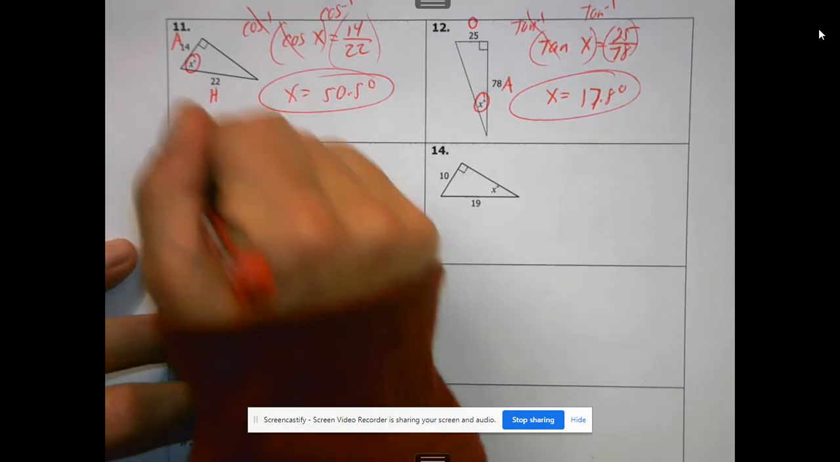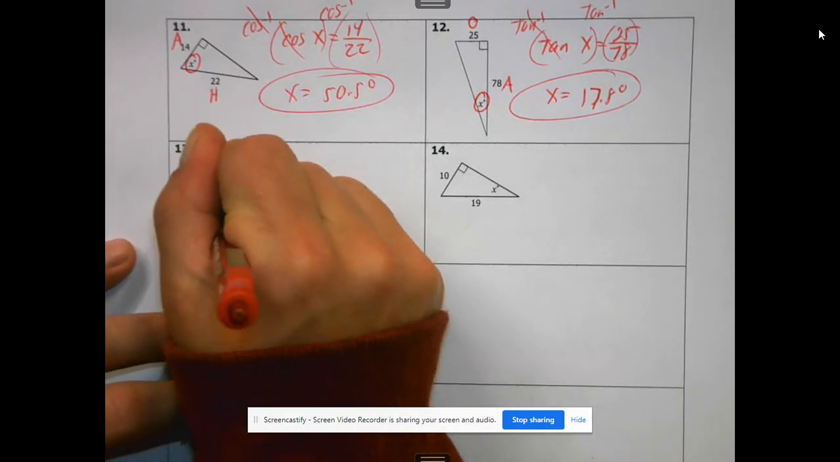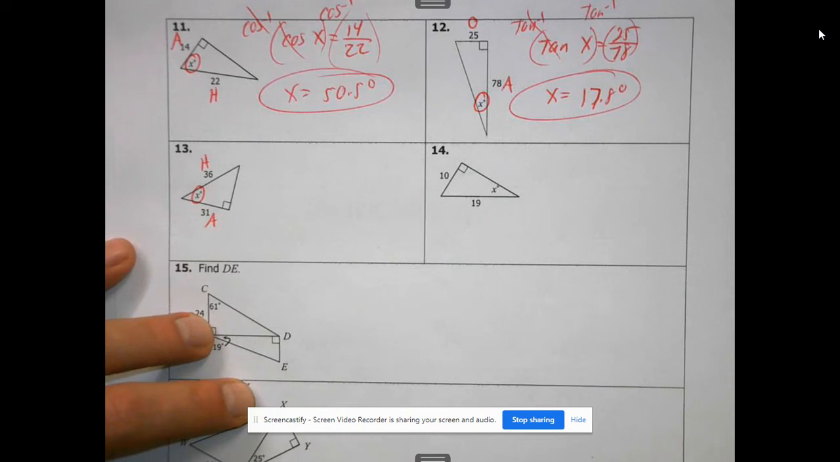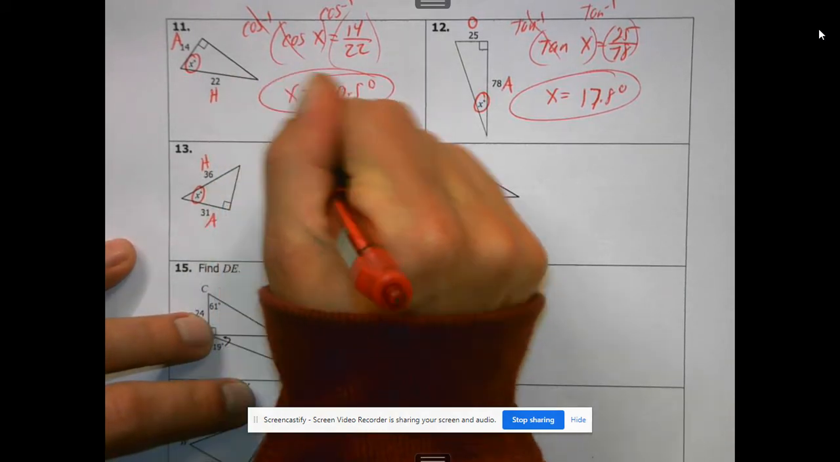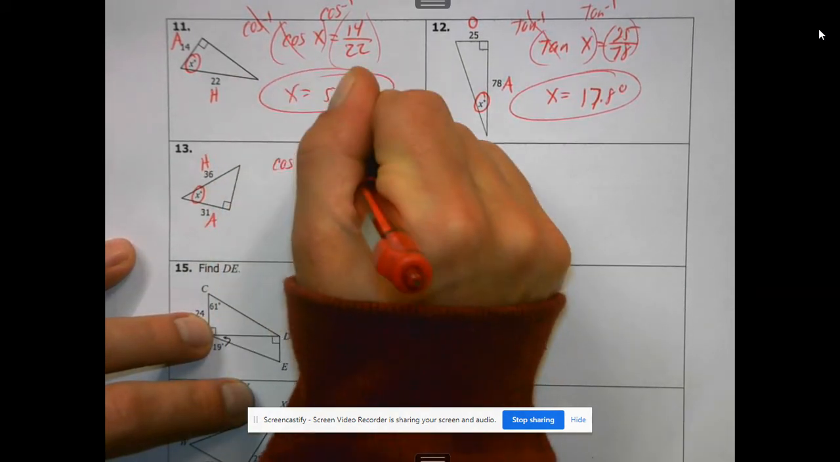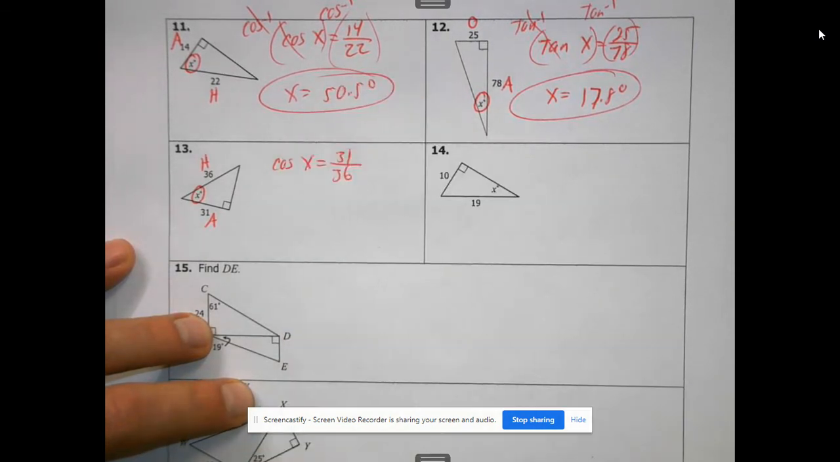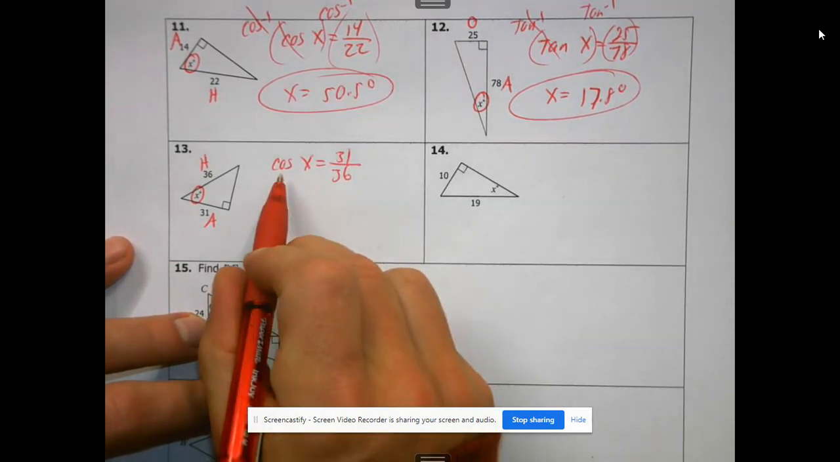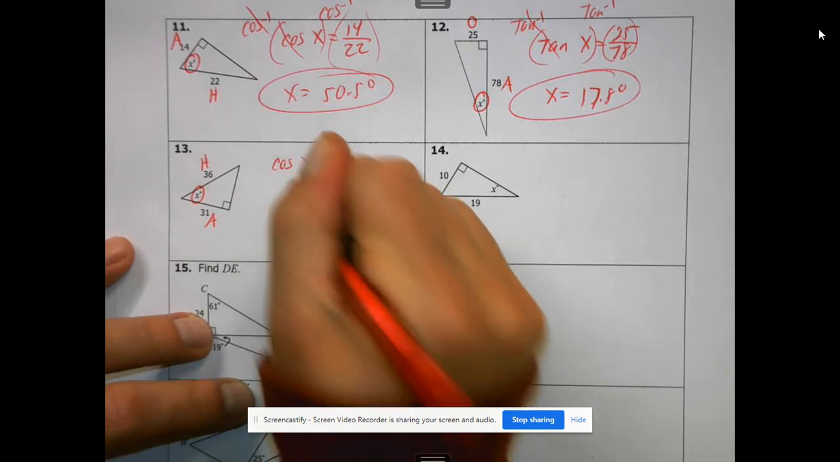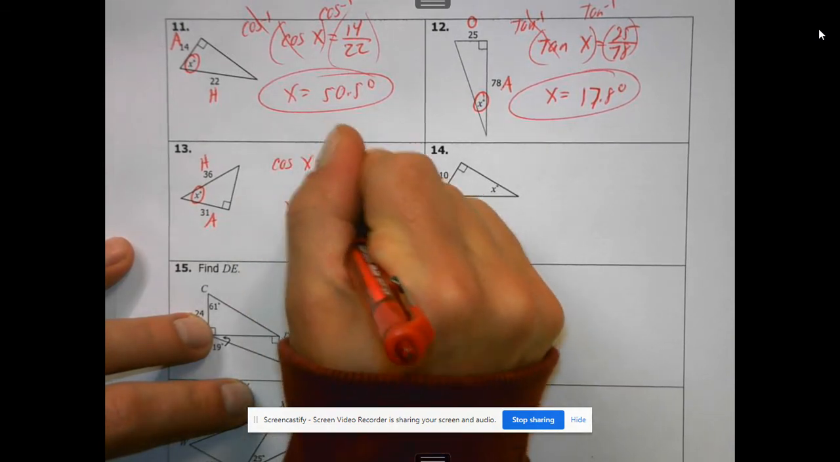13, there's the angle. 36 is hypotenuse. 31 is adjacent. A and the H, you're going to use cosine. Cosine of x, adjacent 31 over hypotenuse 36. Second cosine, 31, 36, comes out to be 30.6 degrees.